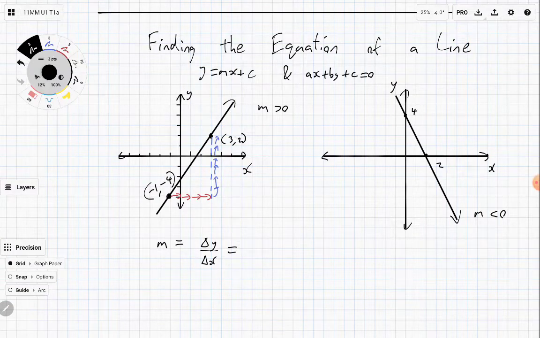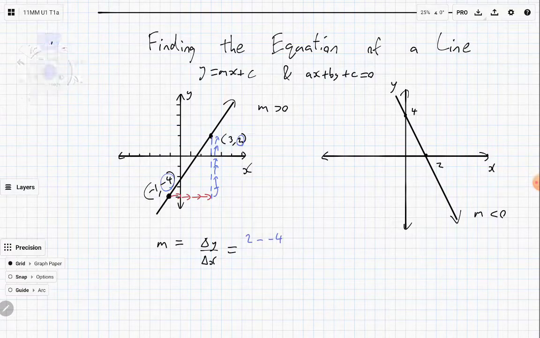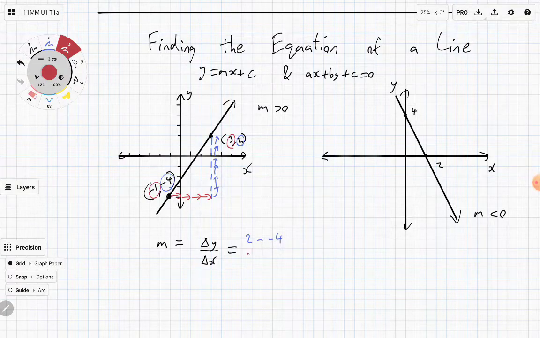Alrighty, so 2 and negative 4. So the difference between 2 and negative 4 is 2 minus negative 4. And the difference between 3 and negative 1 is going to be 3 minus negative 1. And we get, oh, hey, exactly the same thing. 2 minus negative 4, 6. 3 minus negative 1, 4. And we end up with 3 on 2 regardless. Doesn't matter which way we go about doing it.